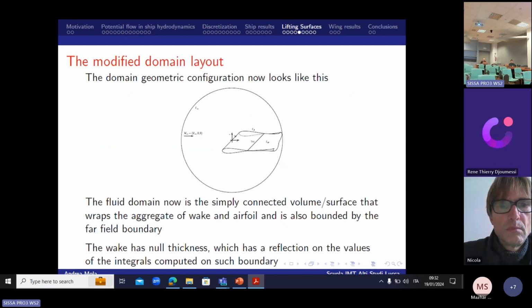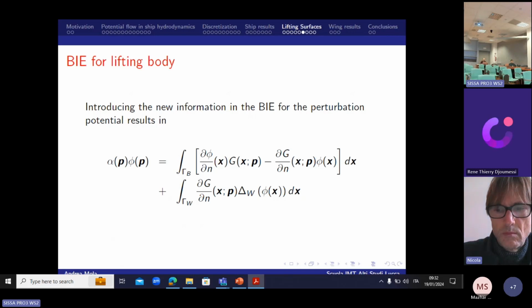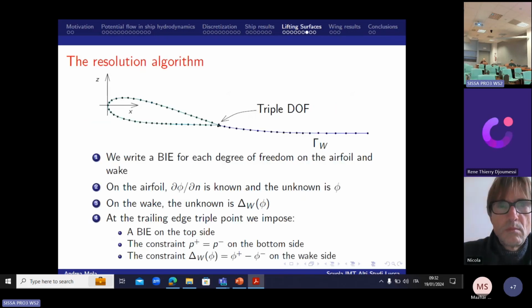Just to make the story short, we need to add a surface that is called the wake surface, that basically is there to impose that the flow flows straight out of the trailing edge of the airfoil. For mathematical purposes, this surface is a surface of discontinuities of the potential. So this is how the boundary integral equation is modified. Somehow this is how we solve the new problem. The new unknown on the wake is the difference between the potential up and down.